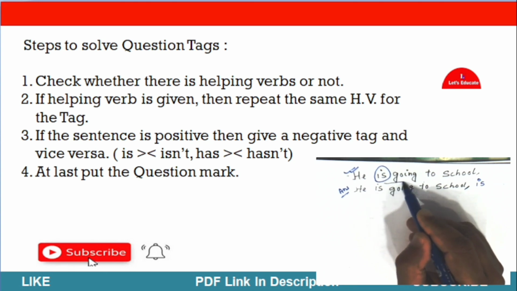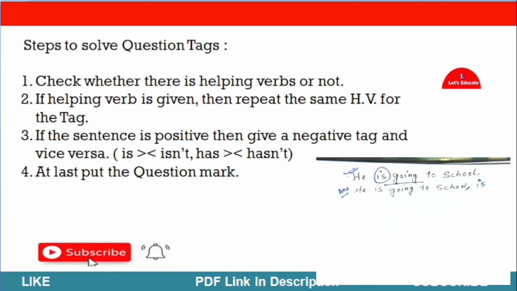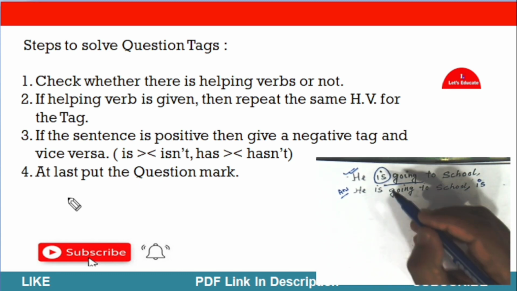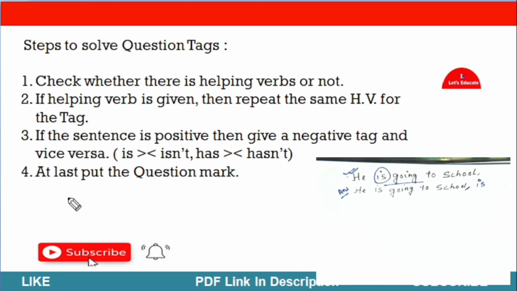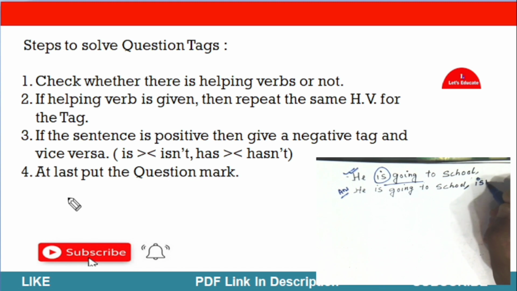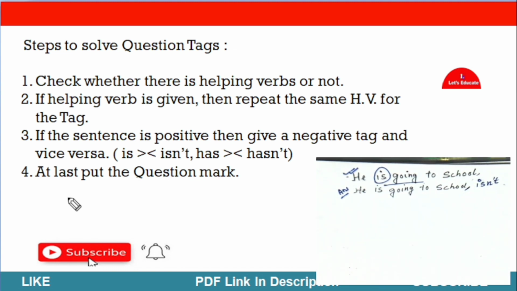In our case it is a positive sentence because there is no negative word in the sentence. That means point 3 says that if the sentence is positive, then we should put a negative tag. And what is the negative for is? Negative for is is isn't. Isn't. Okay. Now what happened?